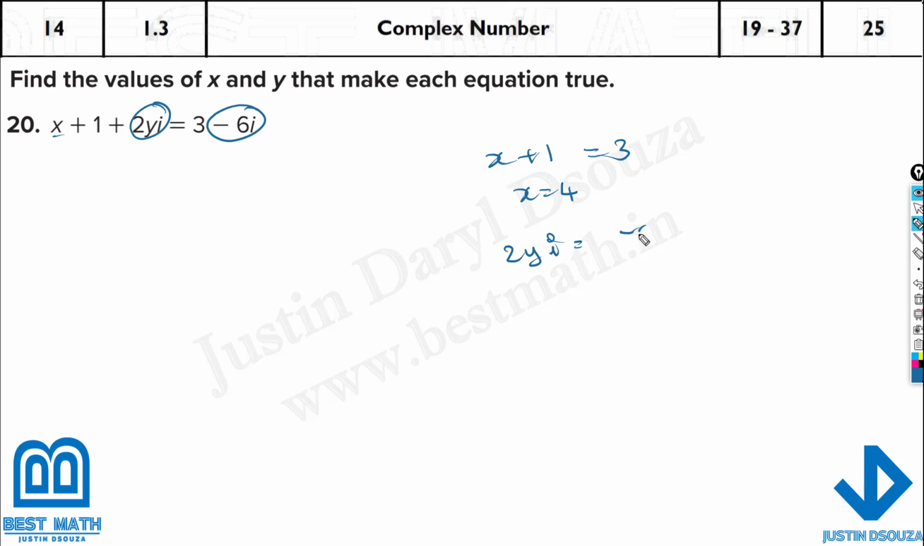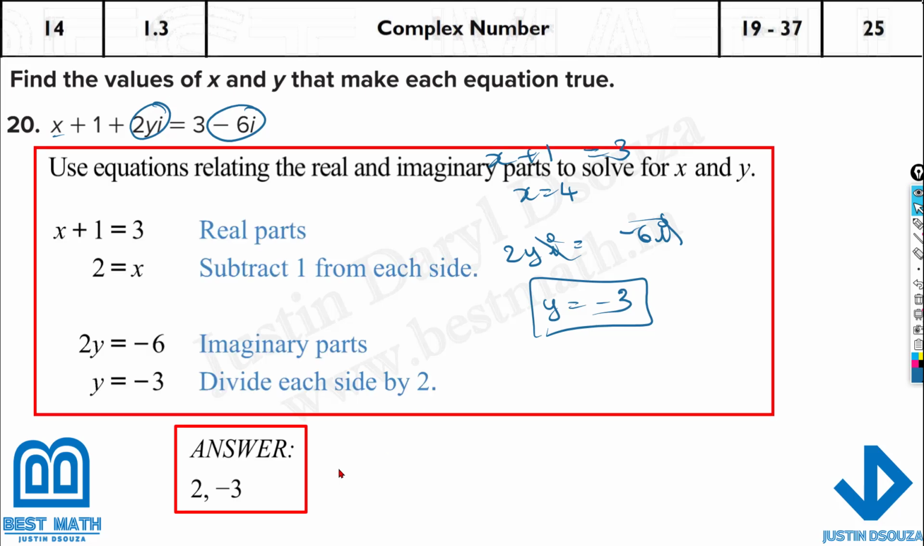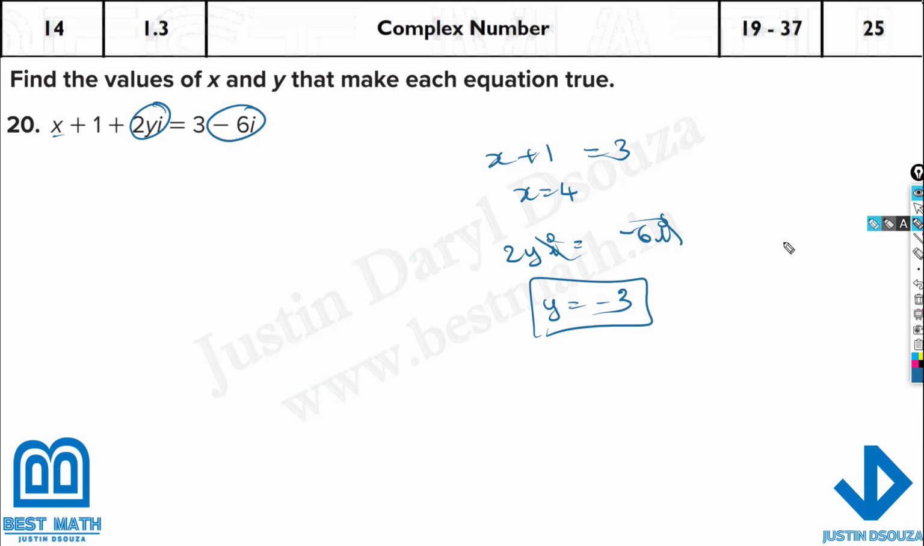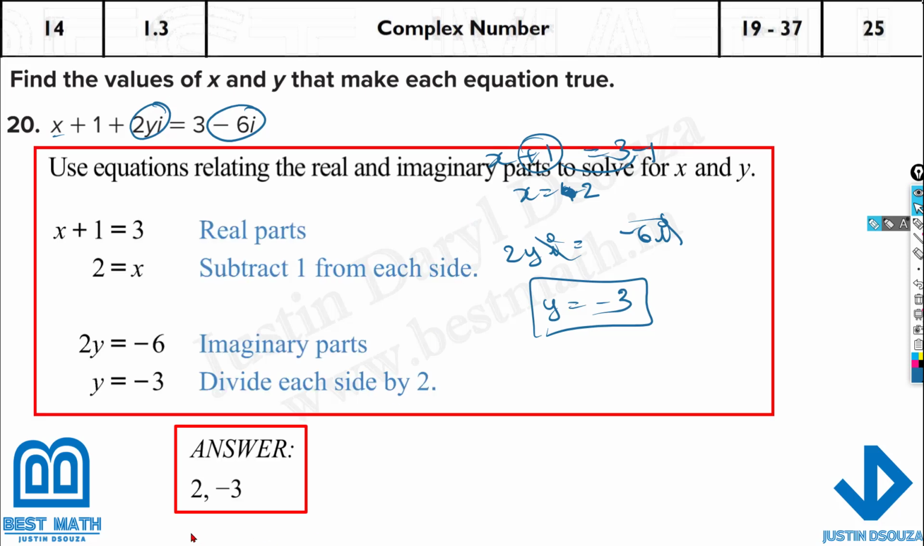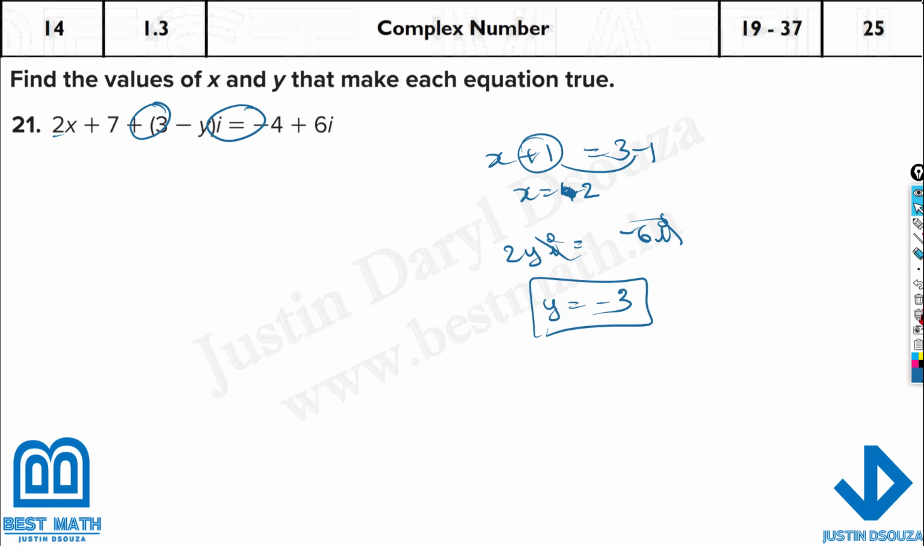2yi equals minus 6i. Ignore the i and i. It'll be y is equal to minus 3 because both the sides are divided by 2. So answer is 3, and over here, my bad. What happened? 1 to the other side becomes minus 1. It should be 3 minus 1 is 2. 2 and minus 3. Don't make the silly mistake which I did. Or you can just put this equation in the calculator. You'll get the answer as well. It's 2 and minus 3.